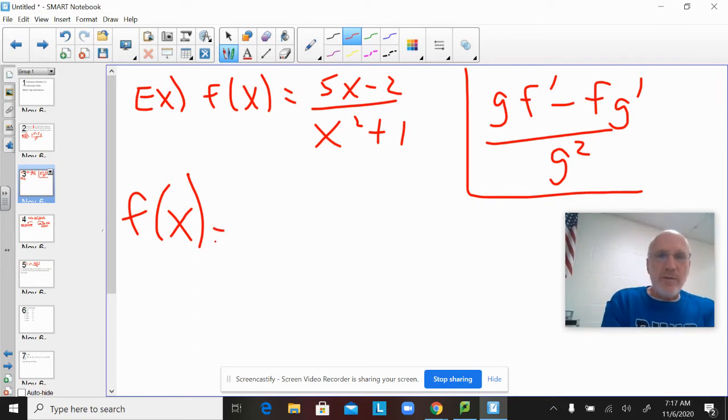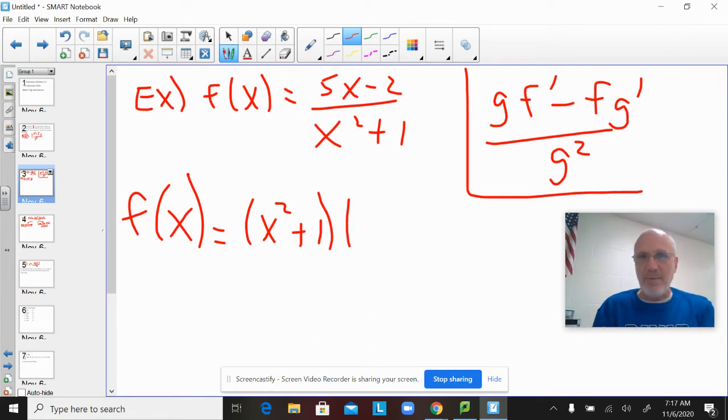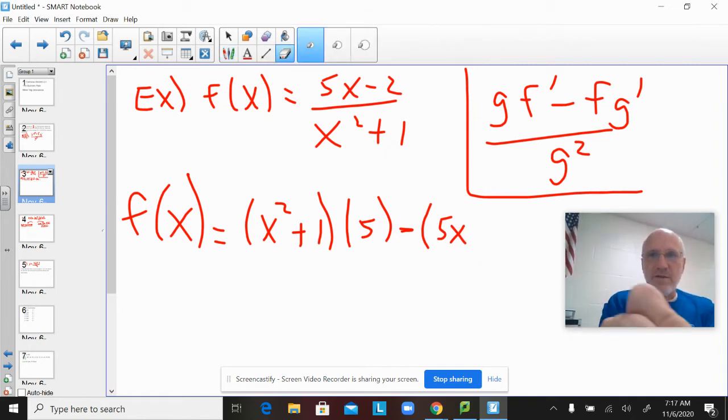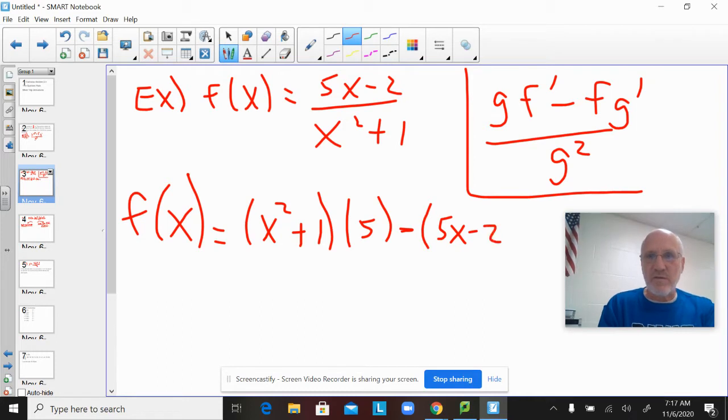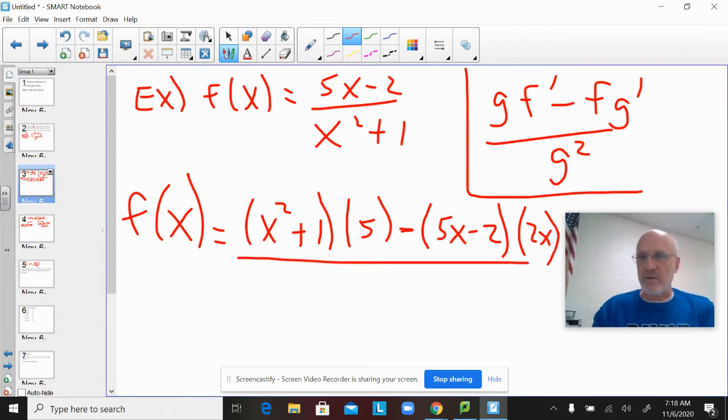So here we go. This is the bottom, which is x squared plus 1, times the derivative of the top. The derivative of 5x minus 2 is just 5, minus the top, which is 5x minus 2, times the derivative of the bottom, which is just 2x, all over the bottom squared. The bottom squared is (x squared plus 1) squared.